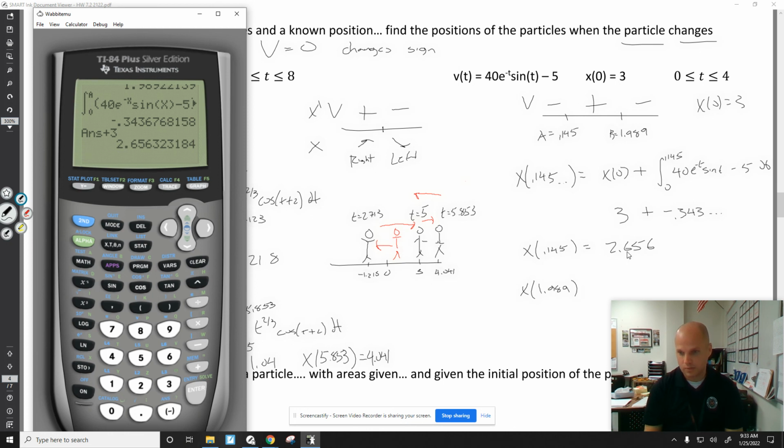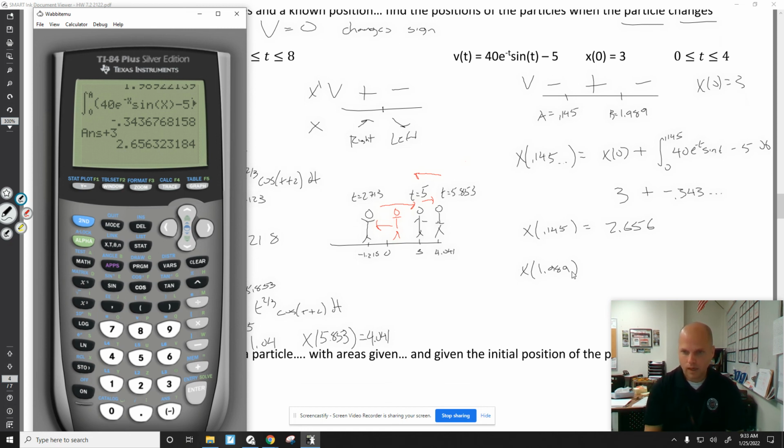We could use this position if we wanted to, and the displacement between here and here to figure out how much I move to the right, if you wanted to. Why don't we do it? So this position equals my known position at 0.145, which is this, plus my displacement between those two. And I'm just going to use v of t dt because that's v shown there.